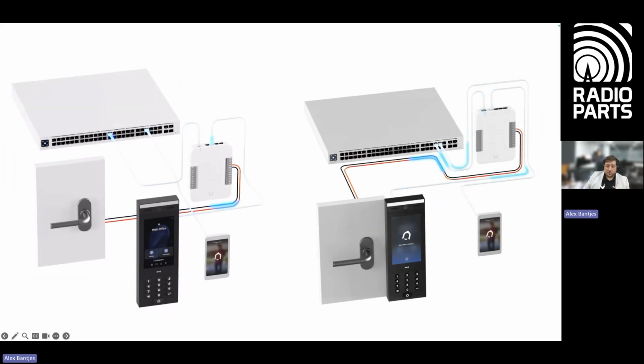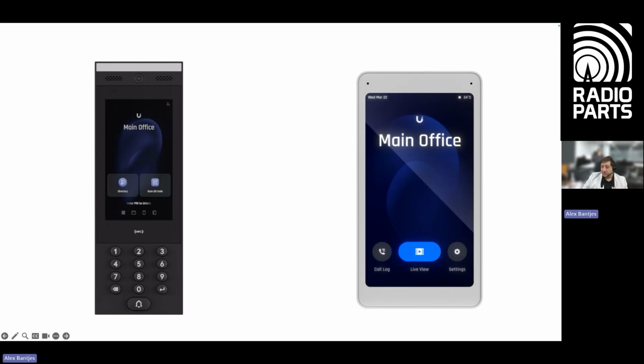In terms of the actual readers, I have two very simple ones. The one on the left is designed to go on the outside of the building, and the one on the right is the one that would go into your apartment. As you can see, you can very easily just go live view, see who's at the door. You can see a call log of who's rung you when, and you can unlock the door from there as well.